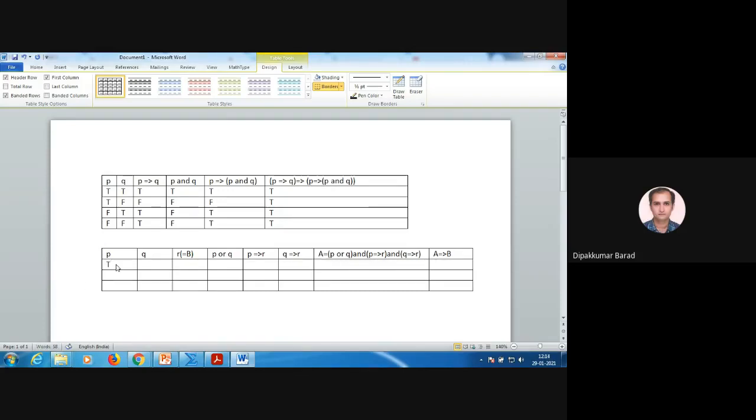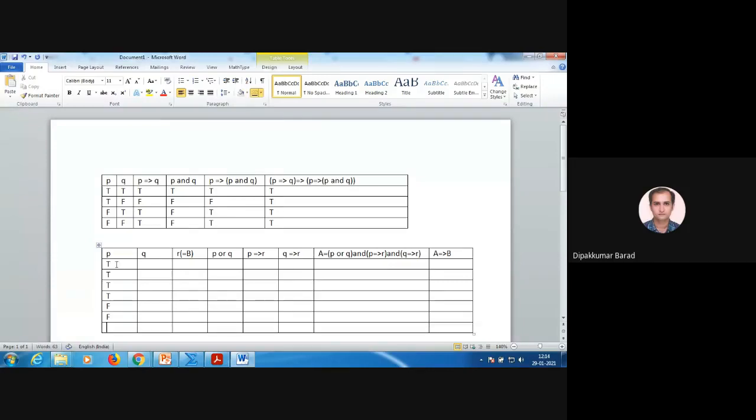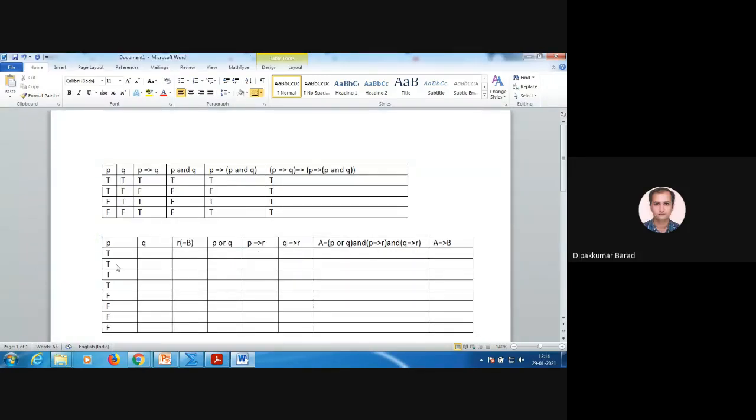Here we require P, P, P, P, and F, F, F, F. Here P, P, F, F, P, P, F, F, and which is P, F, T, F, T, F, T, F. Now P or Q, P or Q. So I get this is P, P, T, T, T, T, F, F.